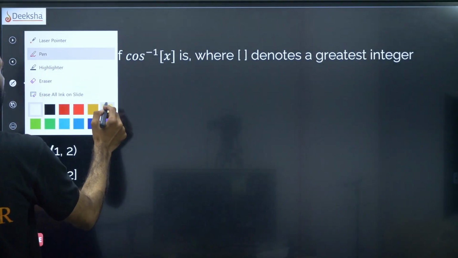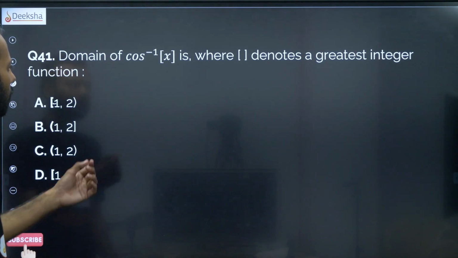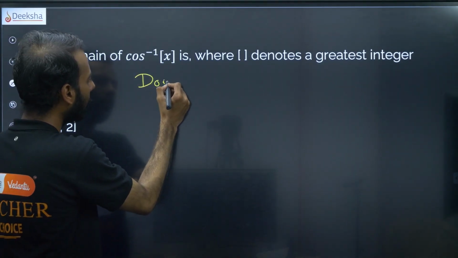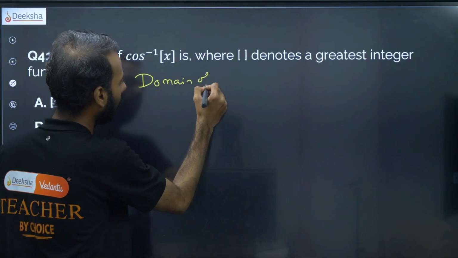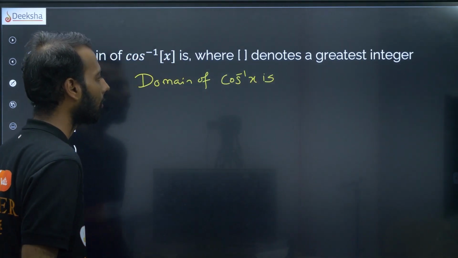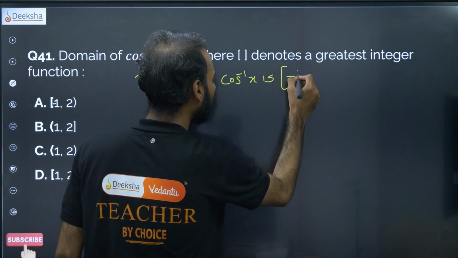Next question. Domain of cos inverse this is. So generally you try to recall the domain of cos inverse x is minus 1 to 1.